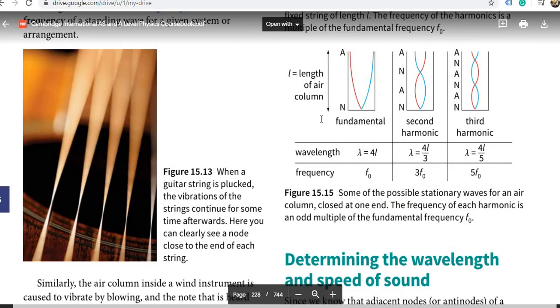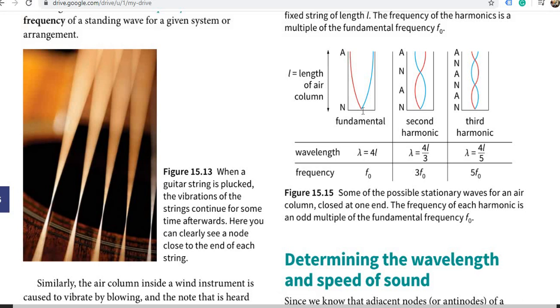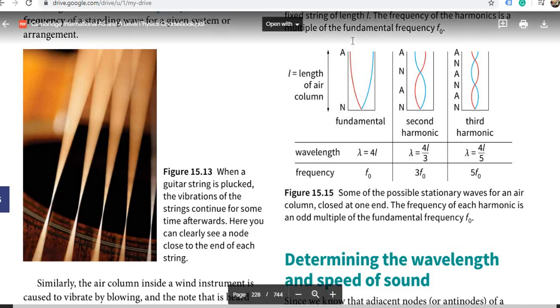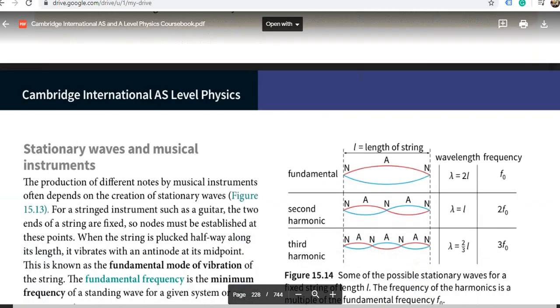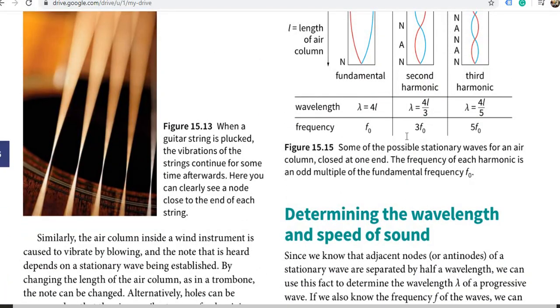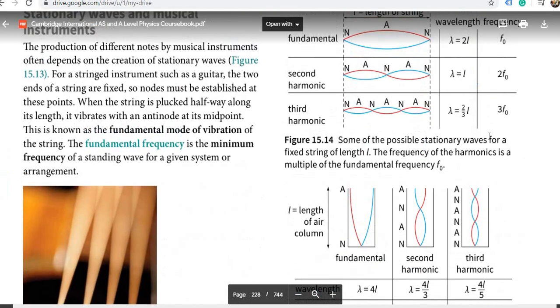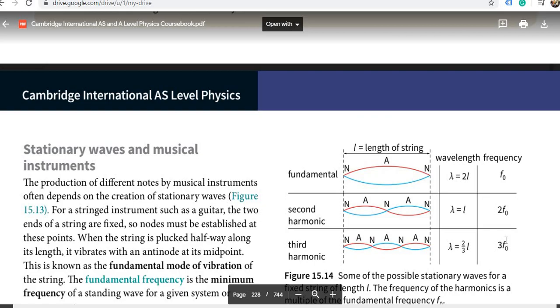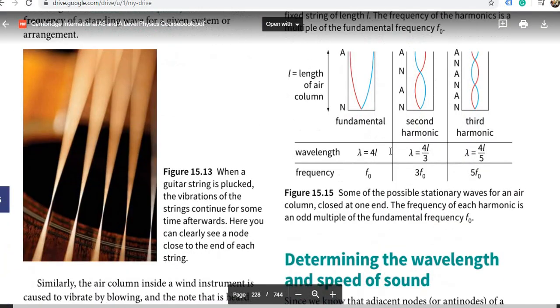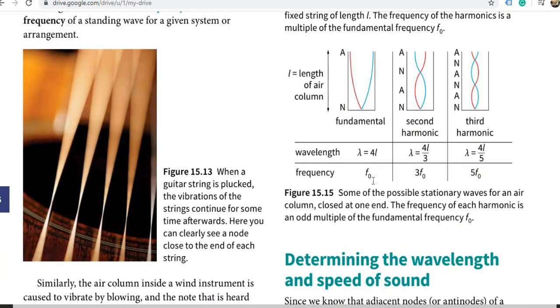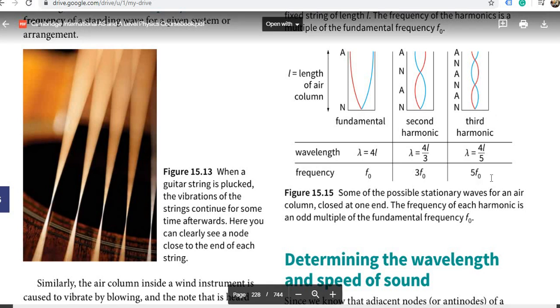Now if one end is closed, other end is open, that means if you have a node at one end and the antinode at the other end, then this is what you will have: f naught, 3 f naught, 5 f naught. So you see it's odd numbers here. Here it is the natural numbers. So if you know the fundamental frequency, then the frequency of the second harmonic is 2 times that. But over here the second harmonic is 3 times the f naught, the fundamental frequency. Here the third harmonic is 5 times the fundamental frequency.